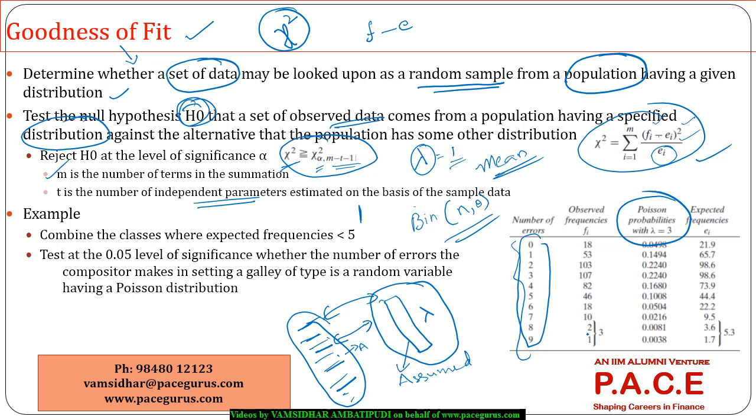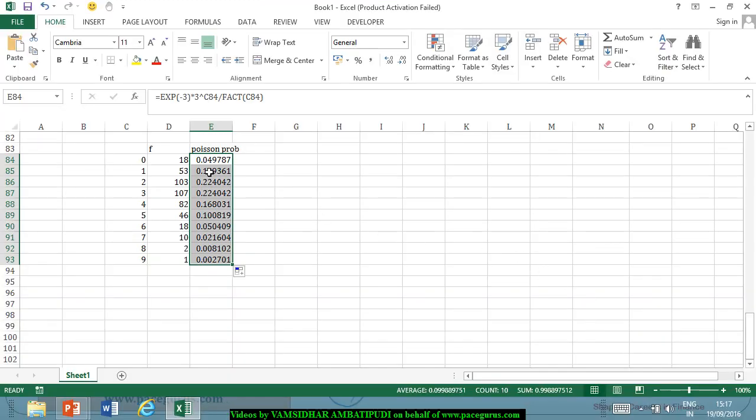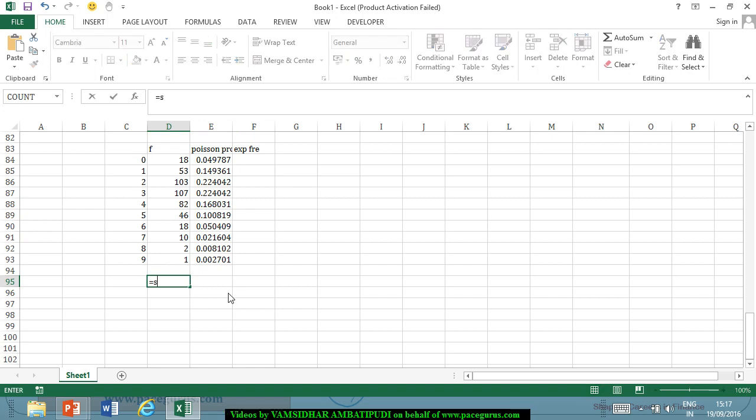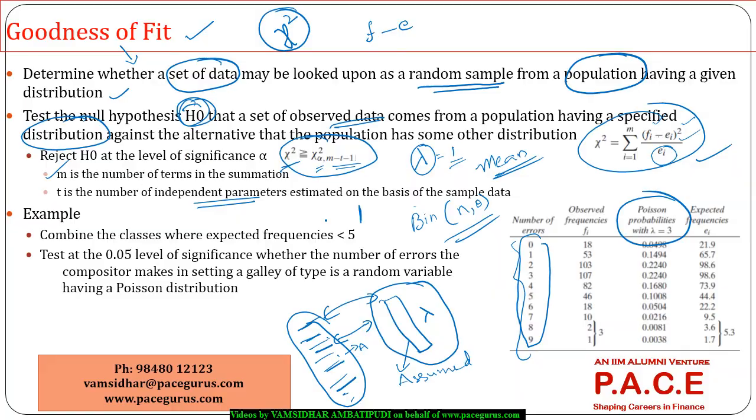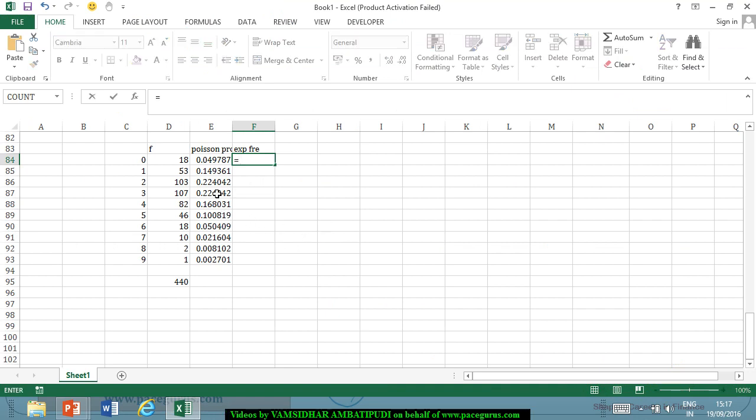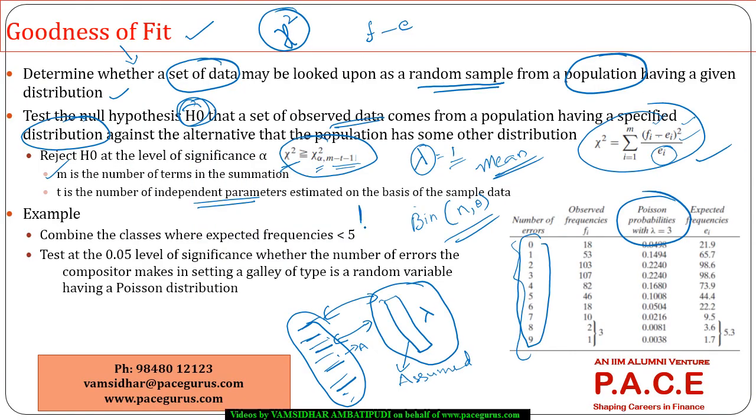Now these are my probabilities, and I want to find my expected frequency based on them. I take my total frequency, which is around 440. I compute the expected frequency as the Poisson probability multiplied by the overall frequency. So 21.9 is the expected frequency, then 65.7, 98.57, 98.57. These are some of the numbers that are coming out.